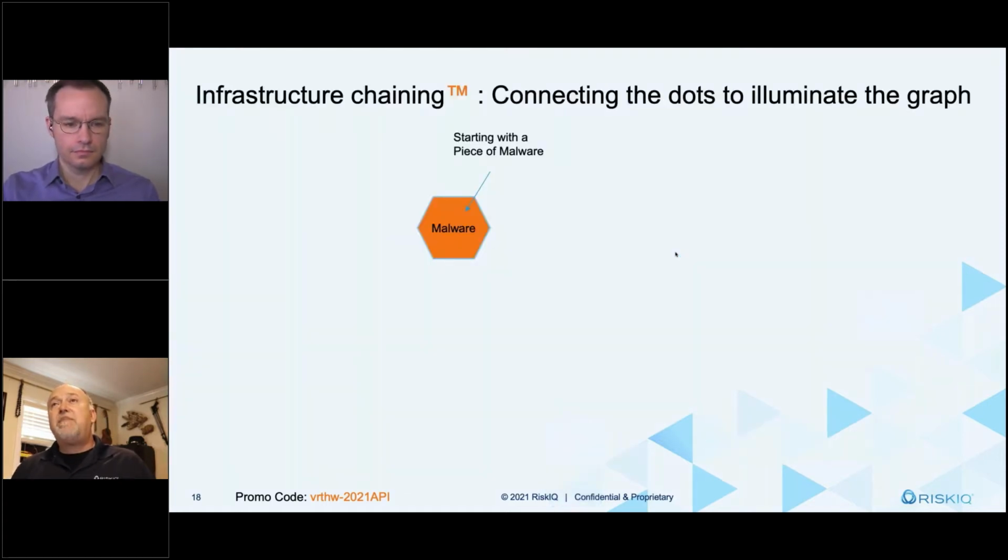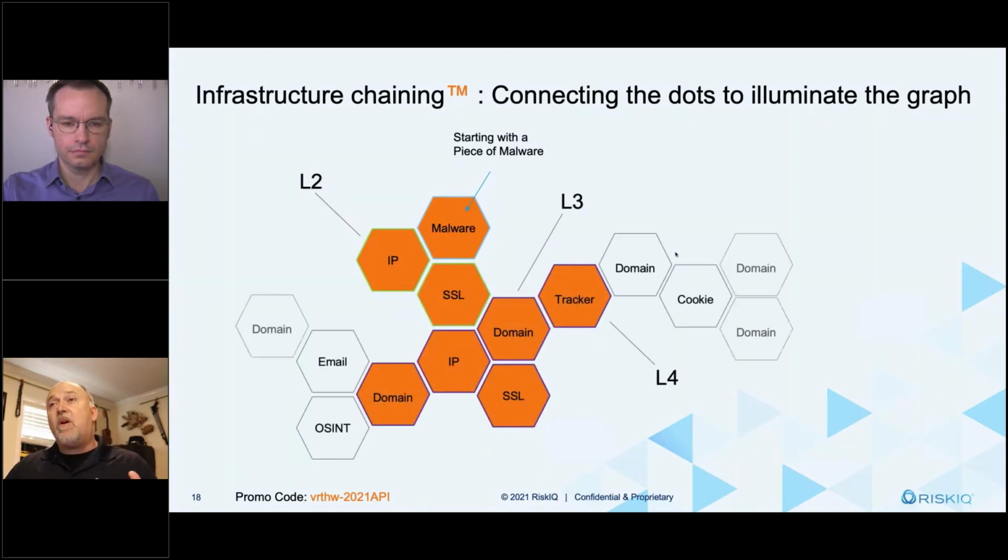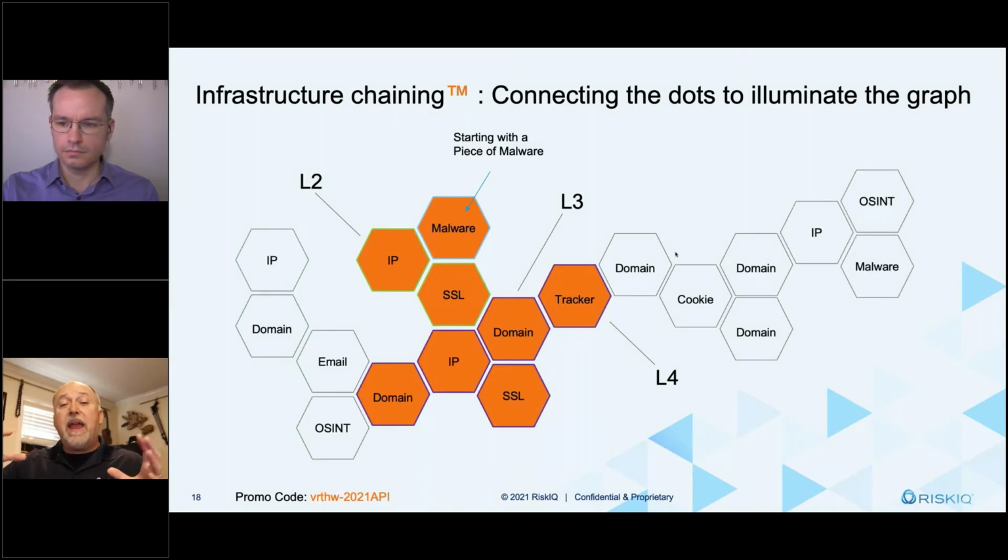So what's nice about RiskIQ is we can do what's called infrastructure chaining. We can start off with a single piece of data and very easily grow that out to find all the different layers of resolution. So we look at the first indicators, and then we expand those out, and we start growing this out until we see the entire infrastructure of yourself or something bad.